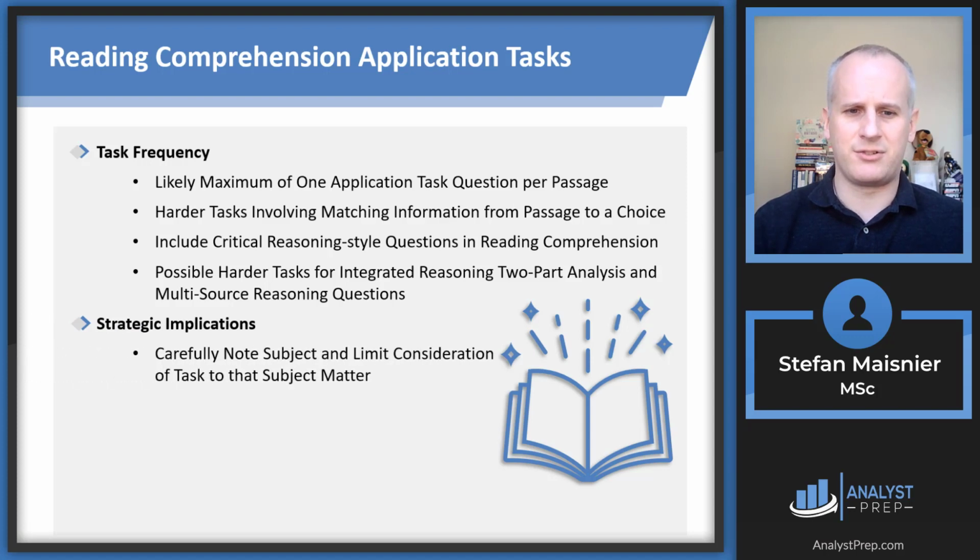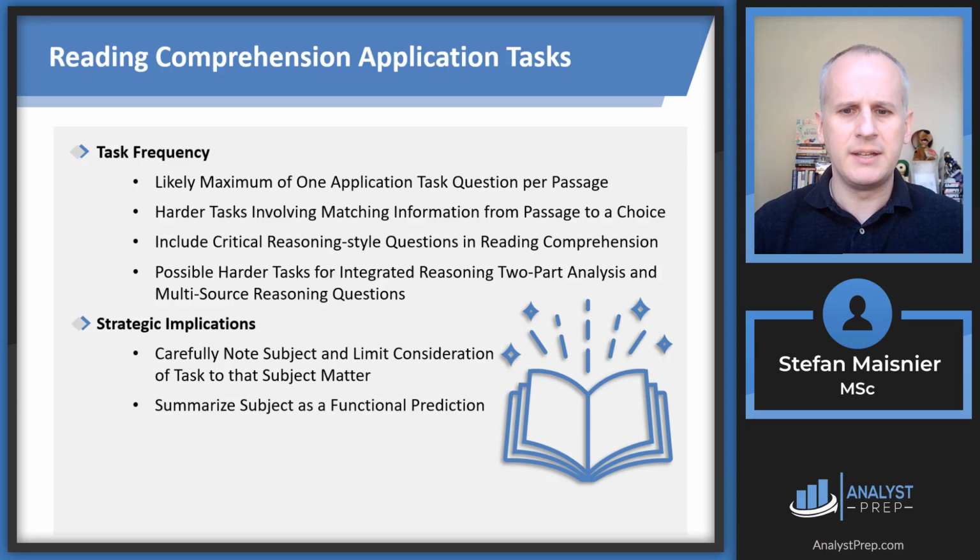Now, the strategic implications. First, you have to carefully note the subject and limit your consideration of the task to that topic. Do not think about the passage holistically. You are being asked specifically to apply information about an individual piece of information, so don't broaden it unnecessarily to the passage overall. You will want to summarize the subject as a functional prediction, but you're not going to be able to specifically predict what the answer should be.